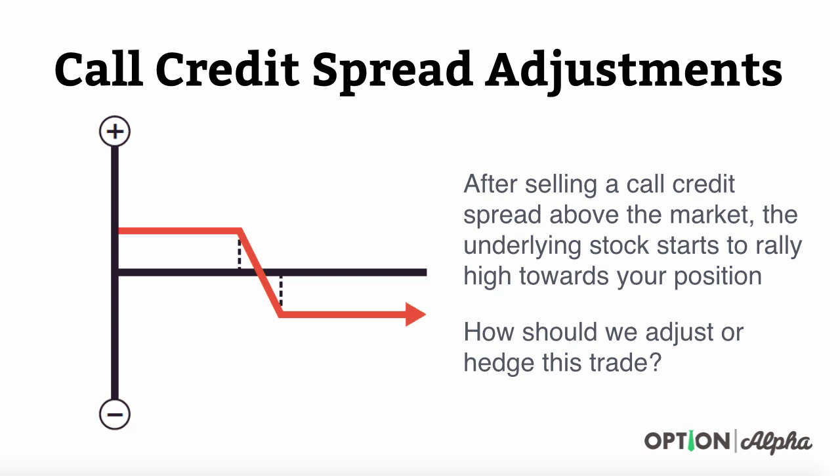And today we're going to go over how you would make an adjustment to a call credit spread. So after selling a call credit spread above the market, let's assume that the underlying stock starts to rally higher towards your position. And this is where you inevitably end up starting to lose money, kind of paper money in your trade as the stock rallies higher towards your strikes. So the question is, how should we adjust or hedge this trade?